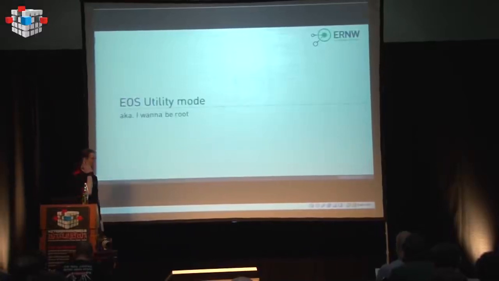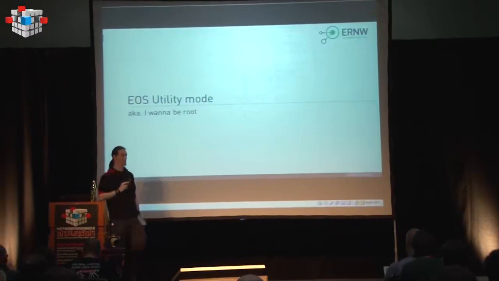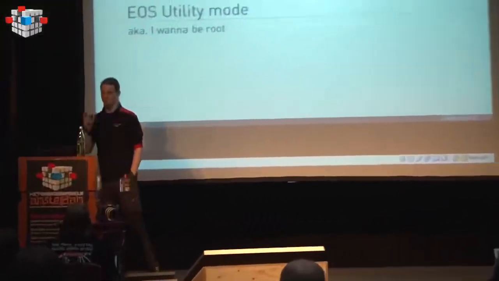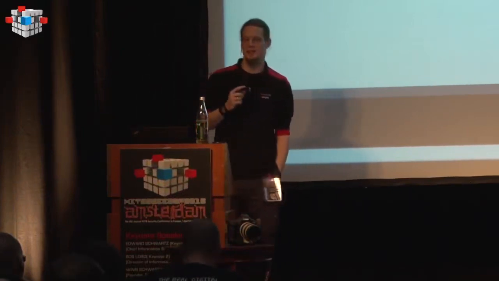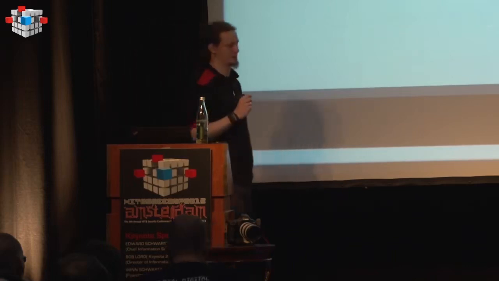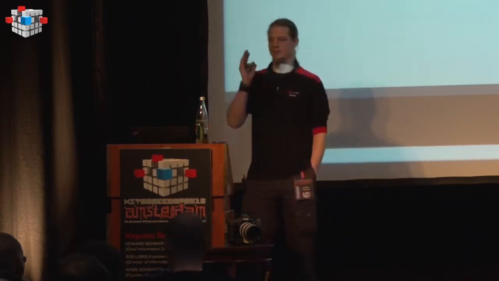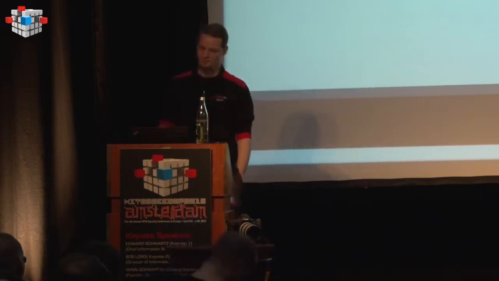Okay, that was the third communication mode, and just to not bore you, I will jump right into the last mode, the one I personally think is the most interesting because it was a little bit challenging. It wasn't as easy as FTP or the short session ID. This is the EOS Utility mode, aka, I want to be root, because this is as close to root as you can get on the camera without injecting some custom shellcode.